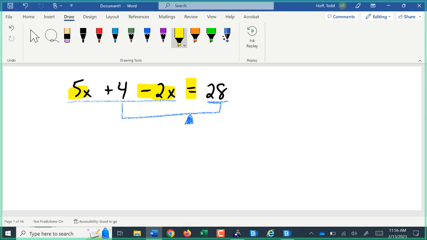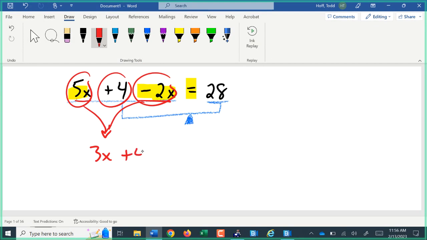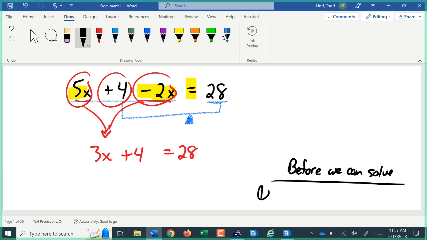Both on the same side of that scale, which means I can just push them together into one big pile, and it doesn't change the balance of that equation. Again, I do have to remember that's a negative 2x because of the subtraction in front of it. 5x and negative 2x make 3x. Then we have the plus 4 there, and this equals 28. So this illustrates what we sometimes have to do before we can solve an equation. And one of those things is to combine like terms on each side.